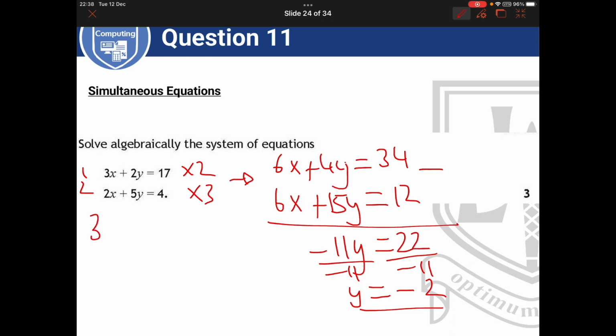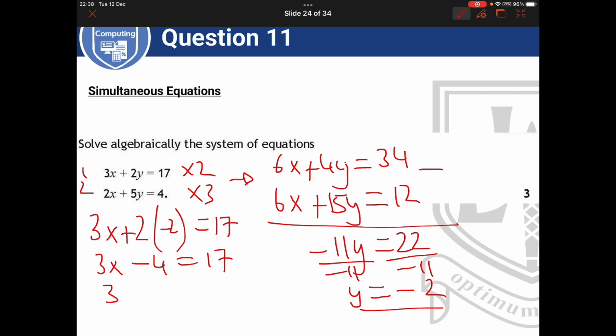So the first one says 3x plus 2y. Now I know y is minus 2, so I'm going to swap y for minus 2, and it tells us that is equal to 17. So 3x, 2 times negative 2 is minus 4. So 3x take away 4 is 17. Solve this equation now. Add 4 to both sides. Adding 4 there makes it go away. 17 add 4 is 21. Divide both sides by 3 and get x is equal to 7. So there's my two values.